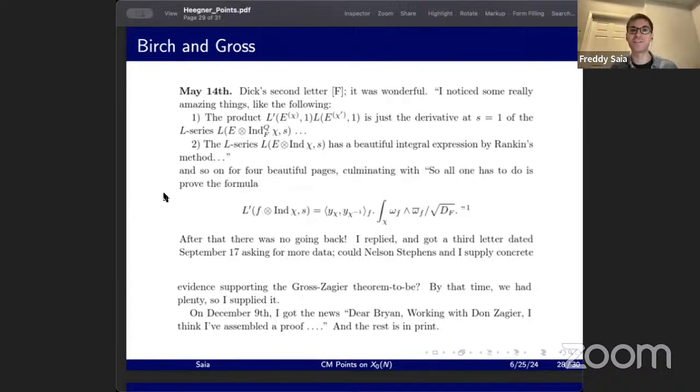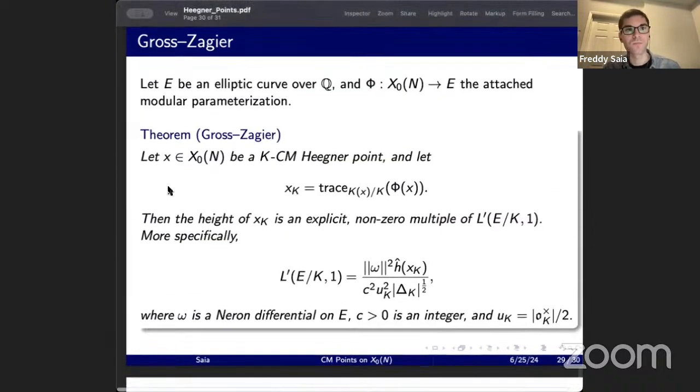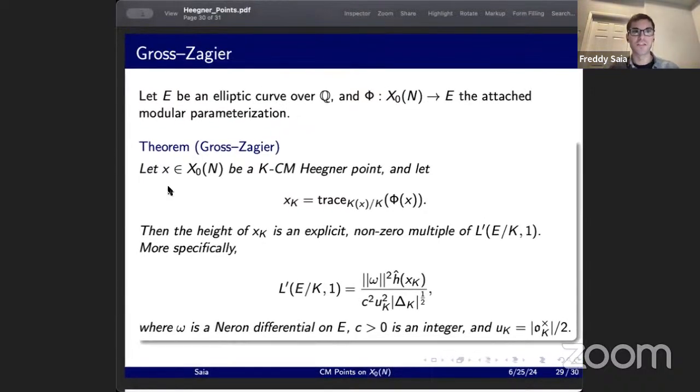He's saying all I have to do to prove this relation is prove this formula, and he's asking Birch and Stevens for more computational evidence as they're performing computations with Heegner points. They're already conjecturing what would be the Gross-Zagier theorem, and then in December of that year, Gross replies saying, "Well, Zagier and I have got it, and here's what we got." So this is the Gross-Zagier theorem. So let's take an elliptic curve over Q.